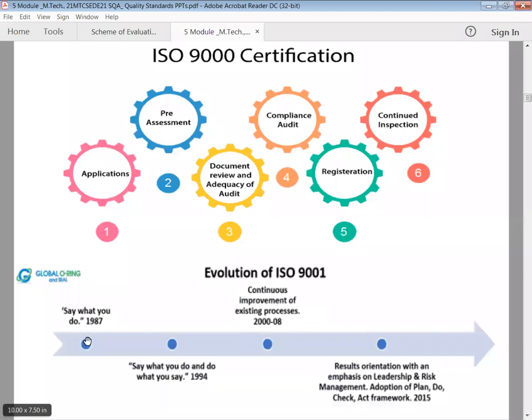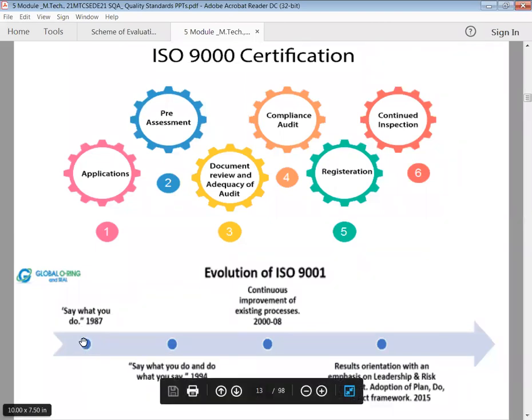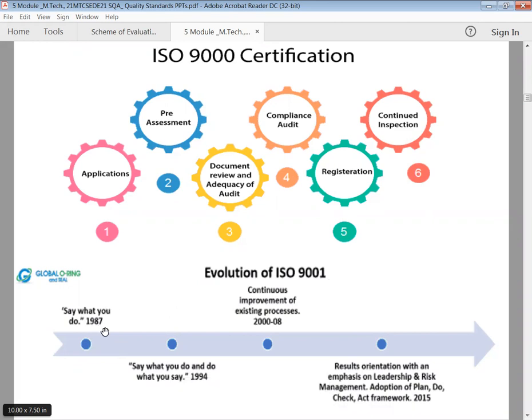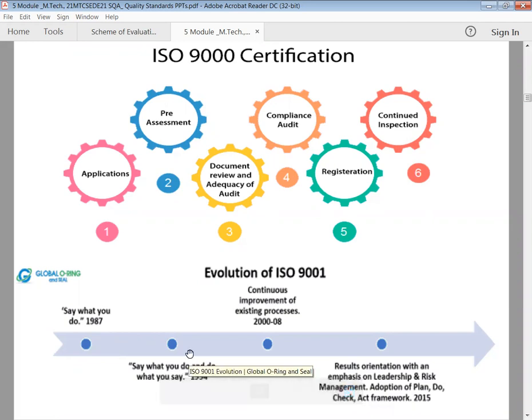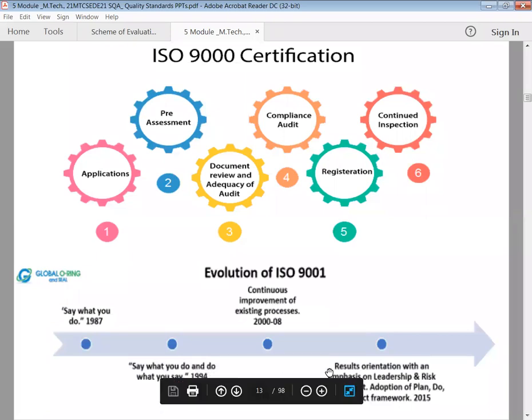So if you are saying some specification, these are my specifications for my software, those specifications should be implemented in your project. So this is the slogan for ISO 9001 during the year 1987. Then they made another slogan for ISO: say what you do and do what you say. So whatever specification you are stating should be implemented. And whatever you implement should be useful to society. That was another slogan introduced during 1994.